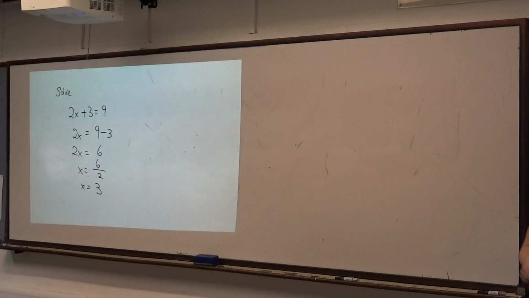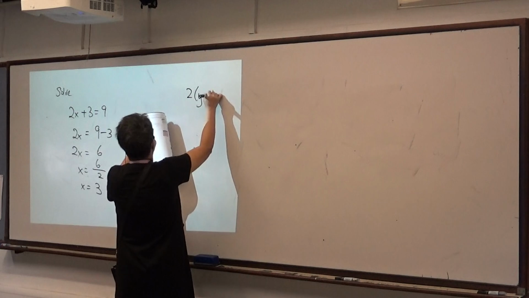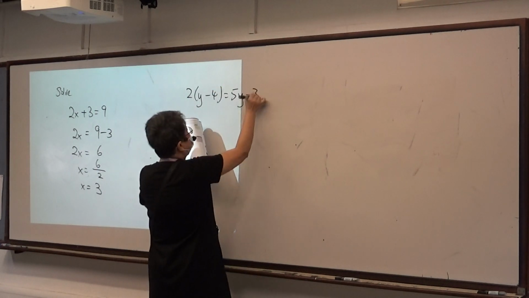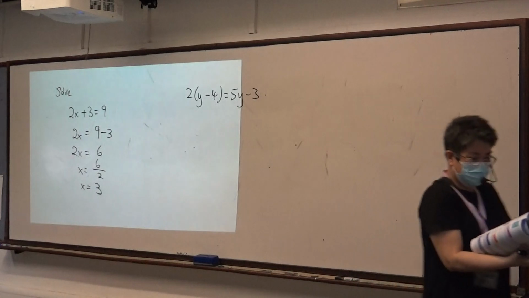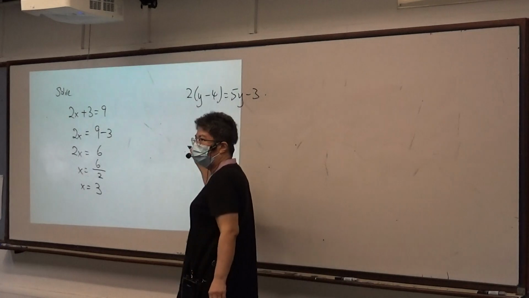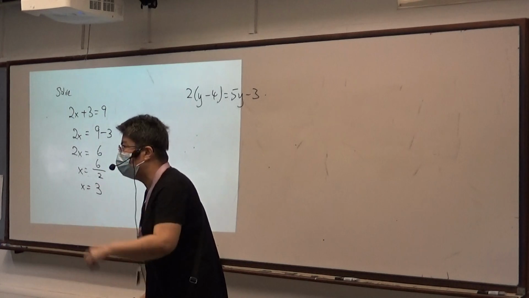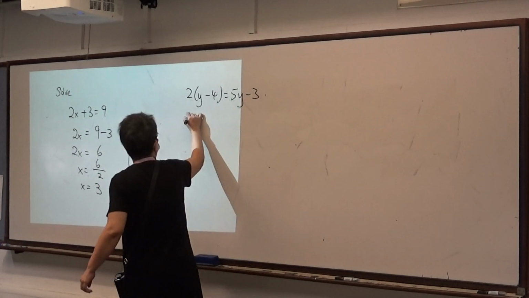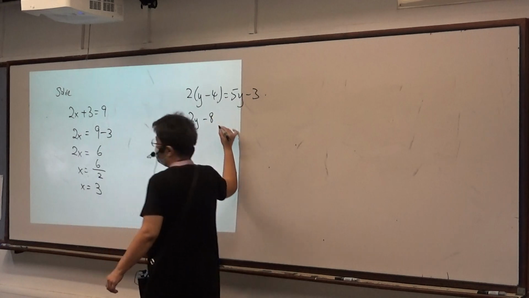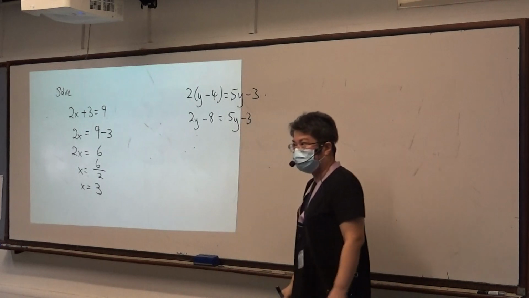Example part B. Alright, let's look at example part B. 2 bracket y minus 4 equals to 5y minus 3. Okay, let's all look at this particular question. What am I supposed to do with this? First of all, I must expand, right? Expand means what? Remove the brackets. So what is 2y minus 8, right? Equals to 5y minus 3, right?